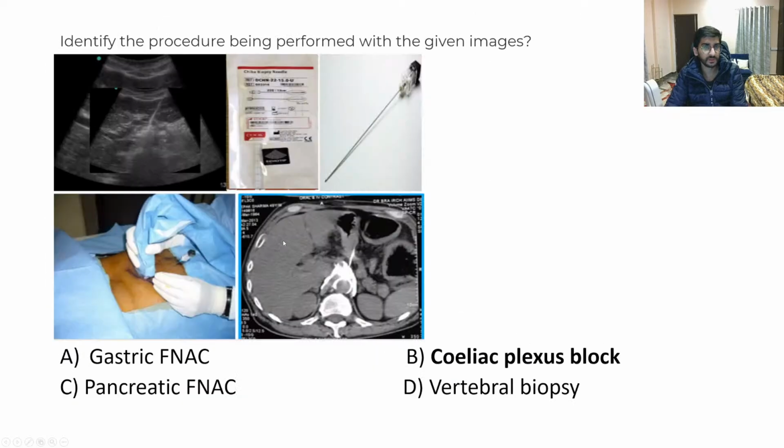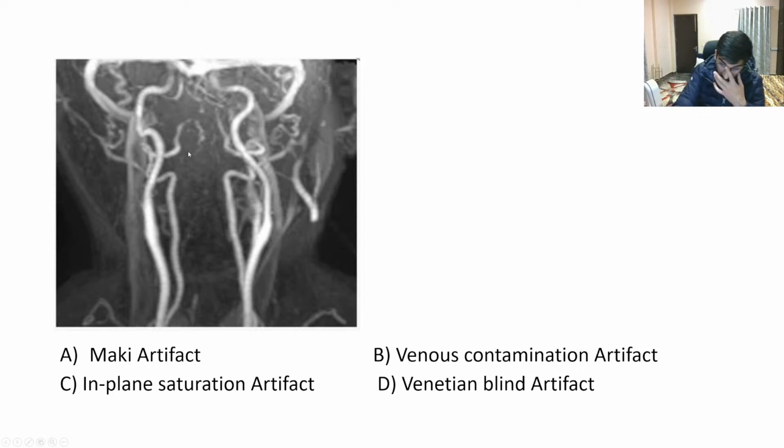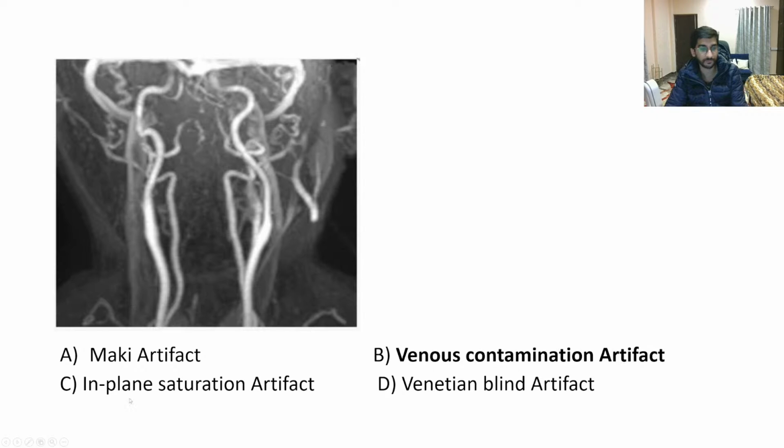So this question was actually, what is the artifact? Identify the post-contrast MR angio artifact. In post-contrast MR angio, there is venous contamination when you take the images in a delayed phase, when the contrast has already reached the venous system, as you can see in the image. These are the arteries, and these are the venous channels. We have taken the delayed images, and the contrast has reached the venous system also. This is a venous contamination artifact.